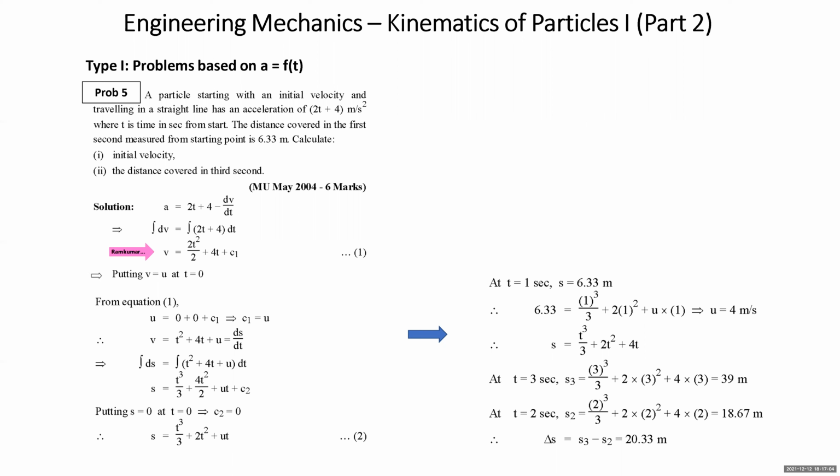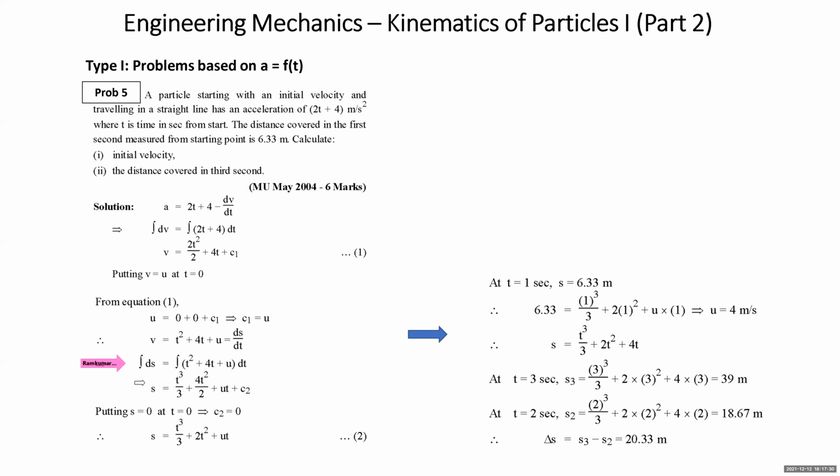He has given that there is some initial velocity. That means at t is equal to 0, there is some velocity. So we put v is equal to u at t is equal to 0 in the equation. When you substitute in this equation, c1 is equal to u, then v is equal to t square plus 4t plus u. Write it equal to ds by dt. We know velocity is ds by dt. Separate the terms, integrating both sides.